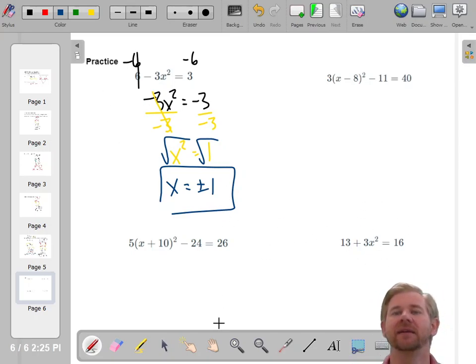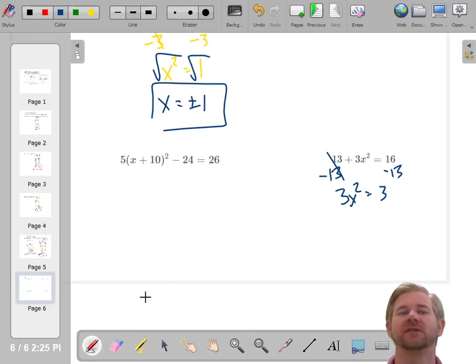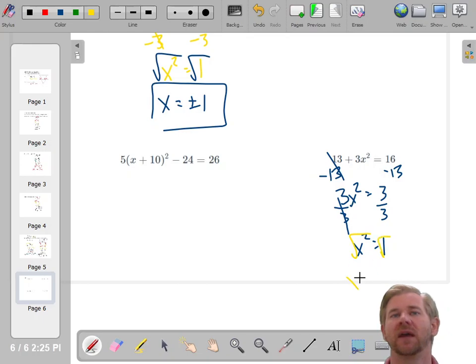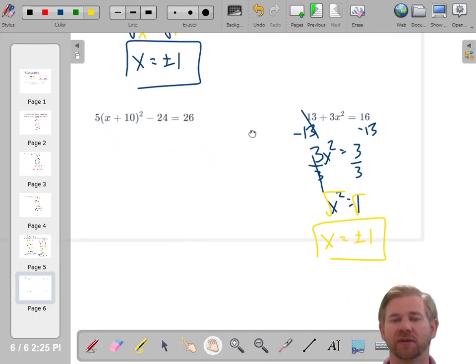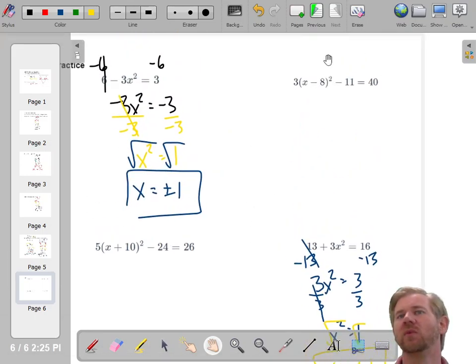I'll do the other one like that because those are the easier ones. So to get the x squared by itself, you would subtract 13. 3x squared equals 3. 16 minus 13 is 3. Divide by 3. X squared equals 1. Hey, it's going to be plus or minus 1 again. X equals plus or minus 1. Okay, great. We got plus or minus 1 for both of them. These are the ones that I think are more difficult, so let's focus on that.